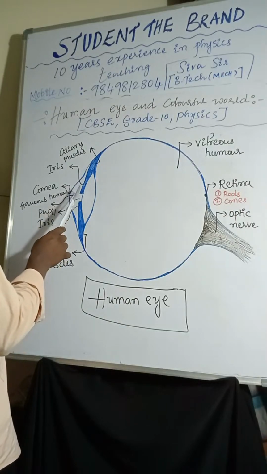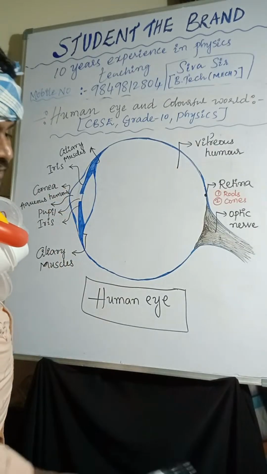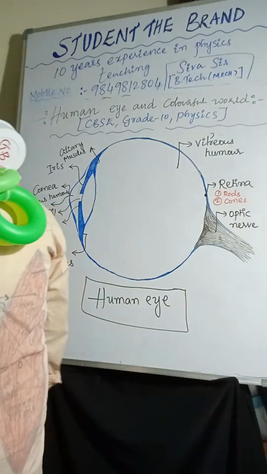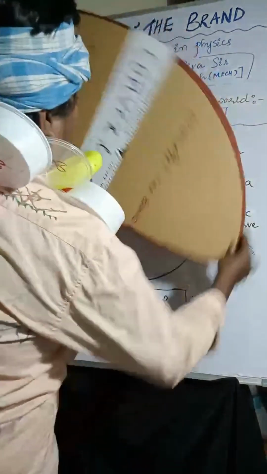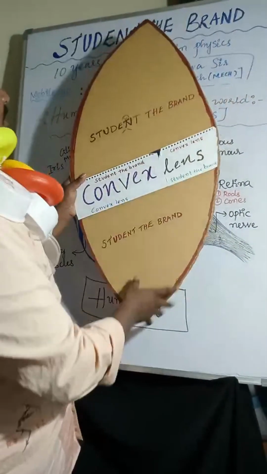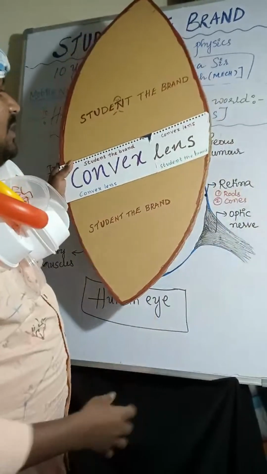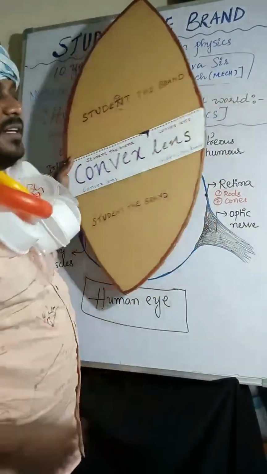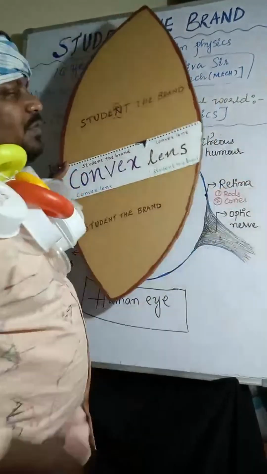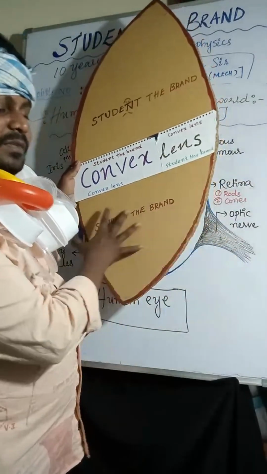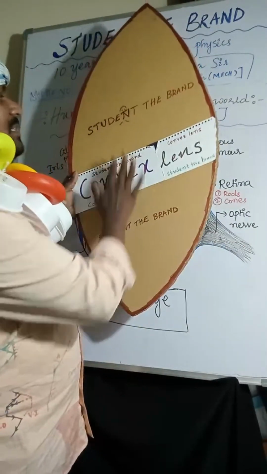Now we can consider the ciliary muscles, which hold the lens. Whenever we want to see a nearby object or a far object, this is a convex lens. When you are seeing a nearby object, the eye lens will be thick and focal length decreases. When you are seeing a far distance object, the eye lens, which is a convex lens, becomes thin.